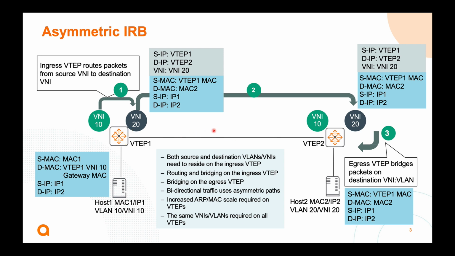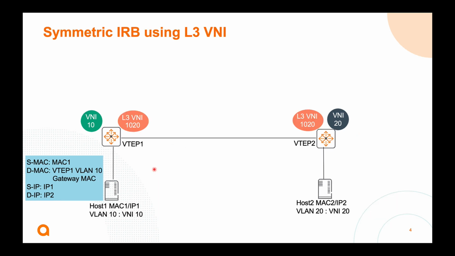So with this, there really is an increased MAC and ARP scale required on the VTAPs, because VTAP 1 will need to hold the ARP and MAC address of your destination host here, and there's additional configuration overhead because you need to configure the same VNIs and VLANs on all the VTAPs. Let's take a look at Symmetric IRB using layer 3 VNI next.